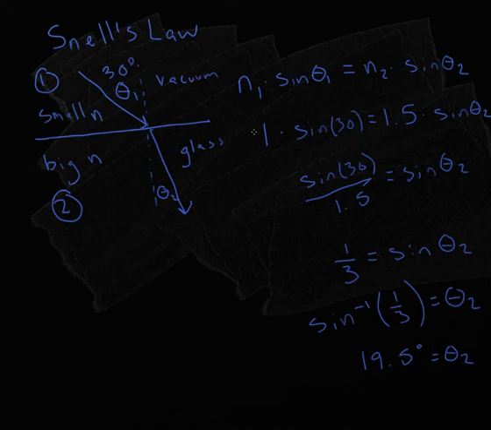So notice that it came in at 30 degrees, but once it hits glass, it goes into glass at 19.5 degrees. So just like we thought that it was going to come in closer to that perpendicular, it's going to turn in to the glass at a smaller angle. That is what actually happened. It went from about 30 to about 20. So that makes sense. And that is Snell's law.